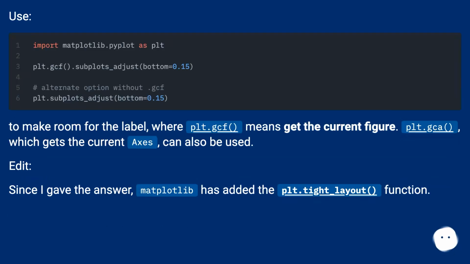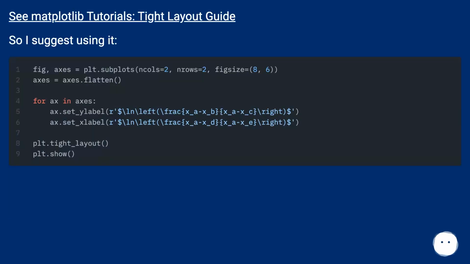Use this to make room for the label, where plt.gcf means get the current figure. plt.gca, which gets the current axis, can also be used. Edit: Since I gave the answer, matplotlib has added the plt.tight_layout function. See the matplotlib tutorials, tight layout guide. So I suggest using it.